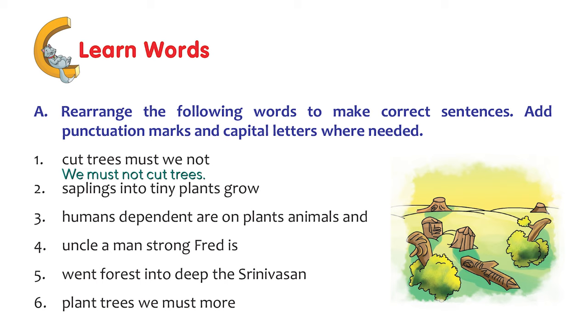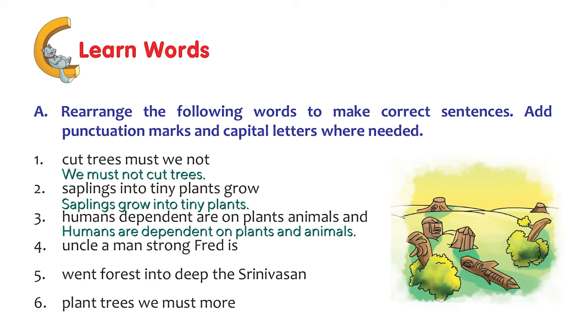That's correct. Second one. Saplings into tiny plants grow. The correct one would be saplings grow into tiny plants. Third one, humans depend are on plants, animals, and. The correct one would be humans are dependent on plants and animals.